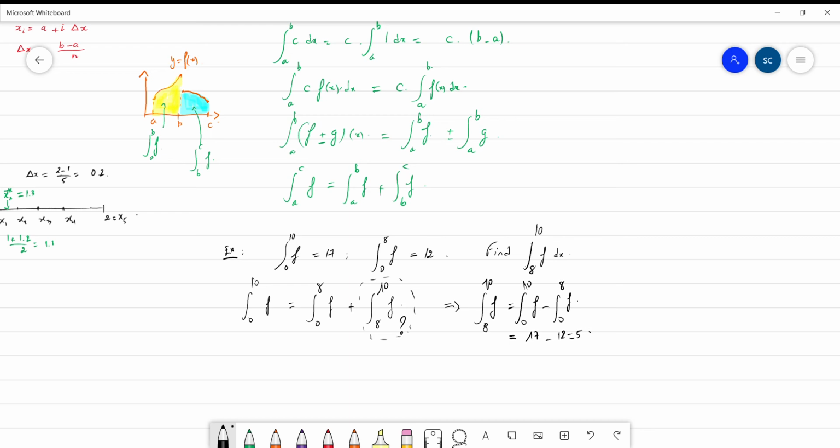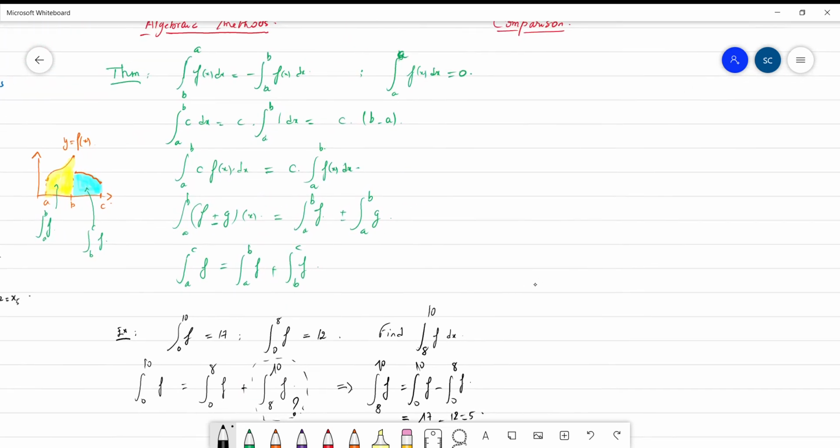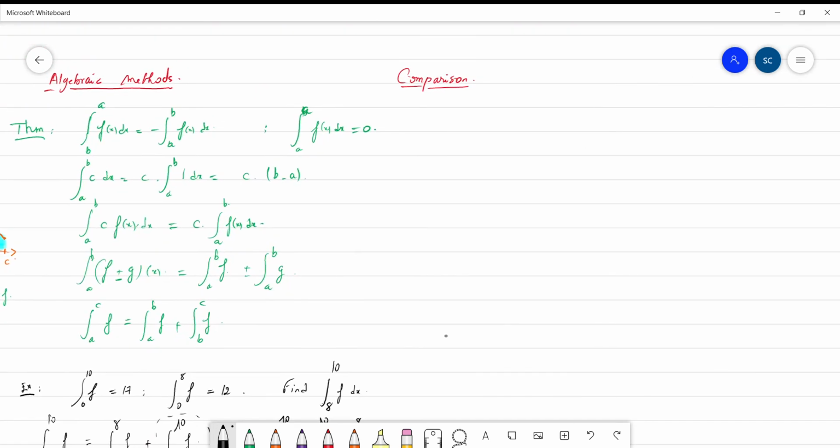Now, another tool here is comparison. Sometimes it is really hard. There are functions for which we don't know how to compute this area. Until now, we only know it for simple functions, maybe constant functions and the function x, which we saw explicitly and manually did the calculation. But for more complex functions, we don't know. So, like we used approximation, we can use a comparison.